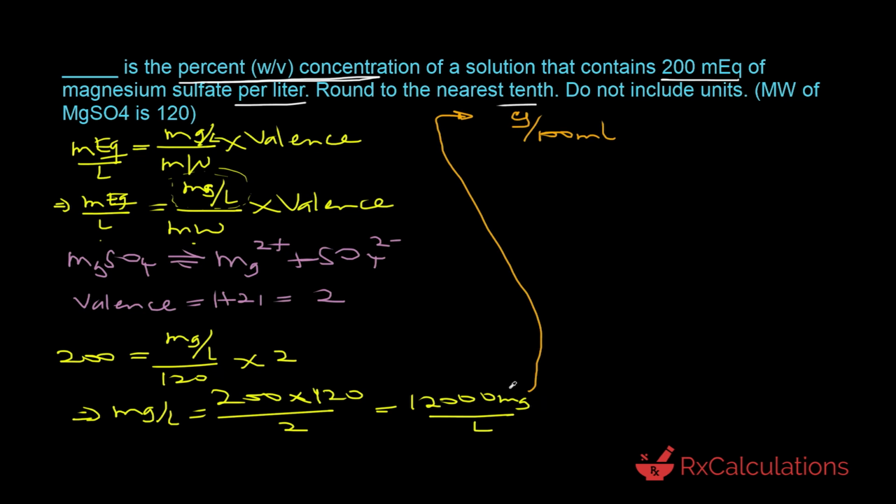So it may be strategic to convert the milligrams to grams, and then we can set up a proportion later on. So let's just do that. We're going to take the 12,000 milligrams per liter and convert to grams. 1,000 milligrams is 1 gram. So we're in grams per liter, and if you prefer to work in milliliters, you can actually convert this.